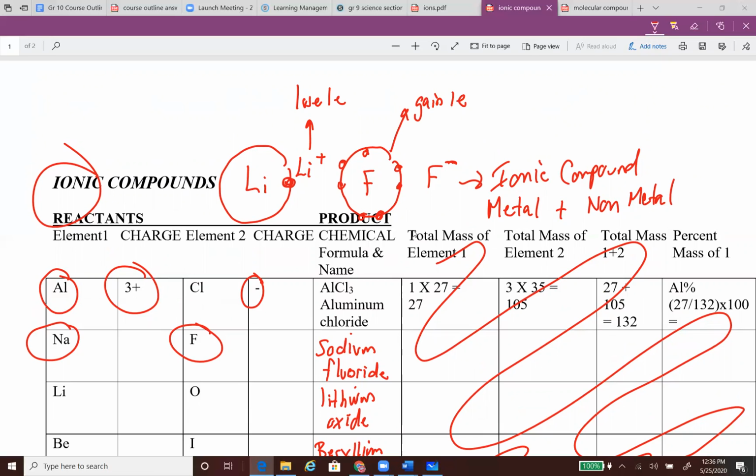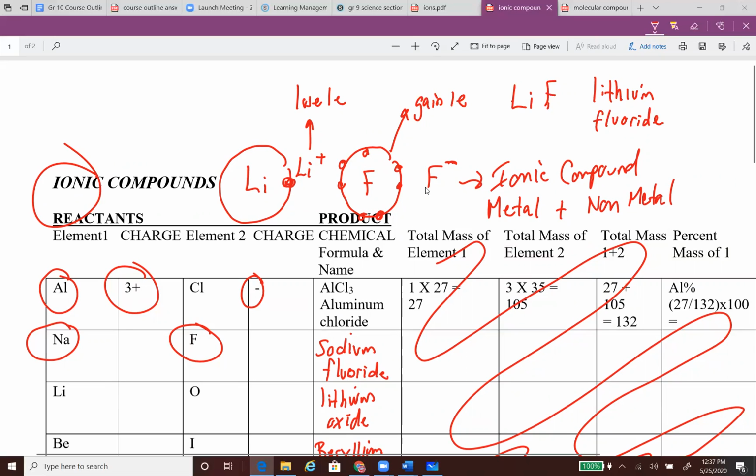So lithium and fluorine would form a compound called lithium fluoride. Hopefully we know how to name them. The metal stays the same. The negative ion changes. And you just need one of each because they would help each other out.